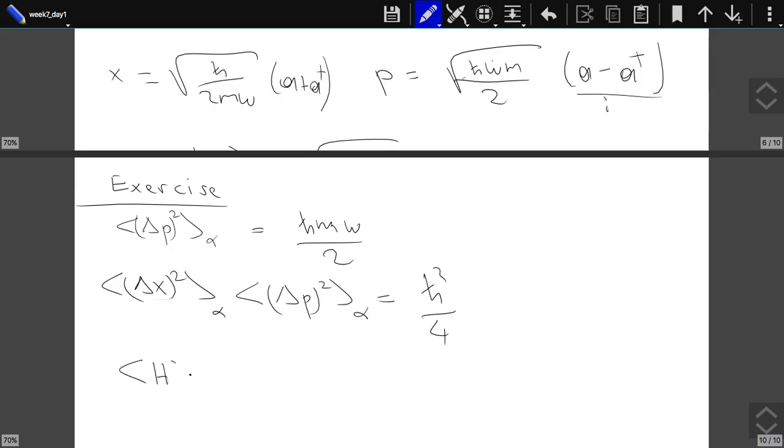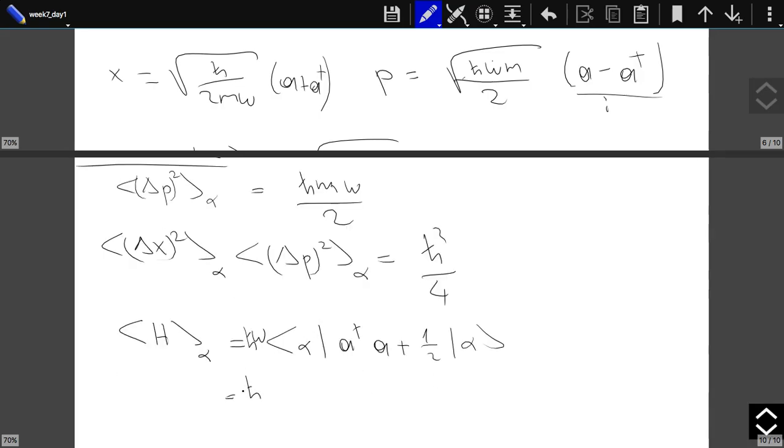Now let's also look at the energy, H. What is the average energy they have? This is just h bar omega times the average of a dagger A plus 1 over 2. This is h bar omega times alpha squared plus 1 over 2. This is their average energy, and the uncertainty in their position and momentum do not change in time.